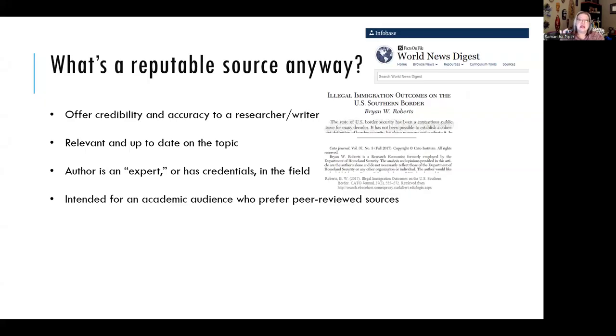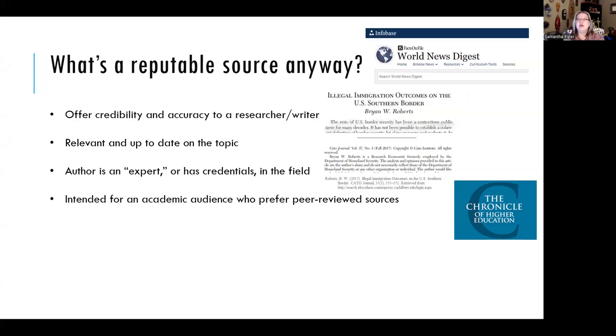So our sources also need to be intended for an academic audience who prefer peer-reviewed sources. So what is peer-reviewed? Here's an example, the Chronicle of Higher Education. This is a journal. It's highly prestigious for higher education circles. If I were to get an article published in the Chronicle, it would be like, oh, I've made it.